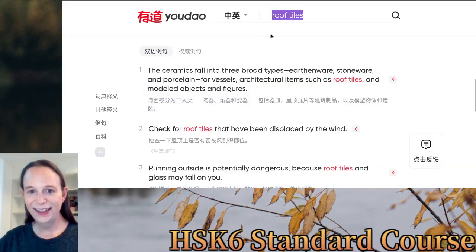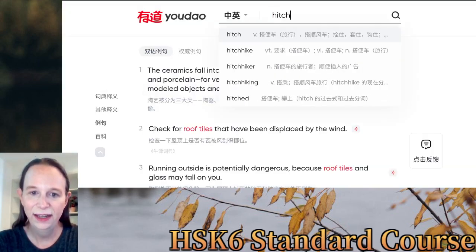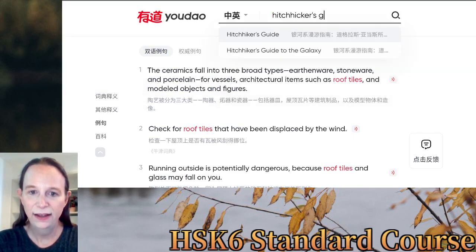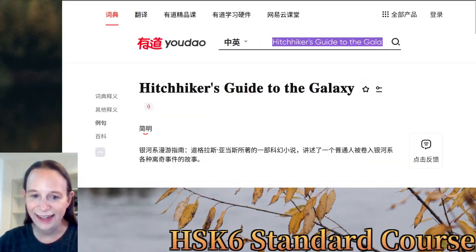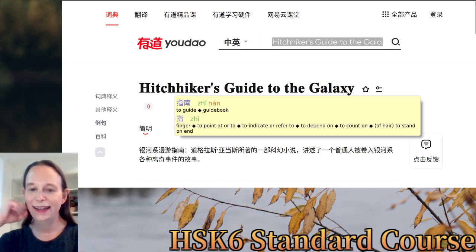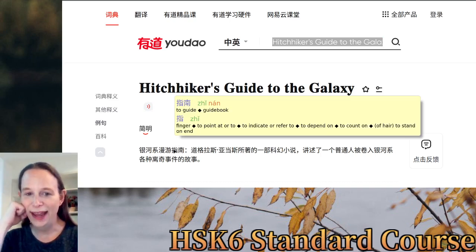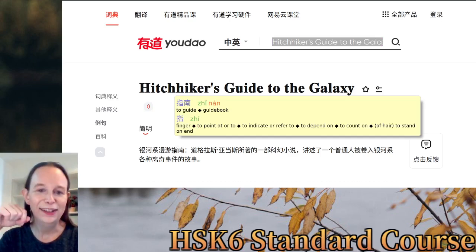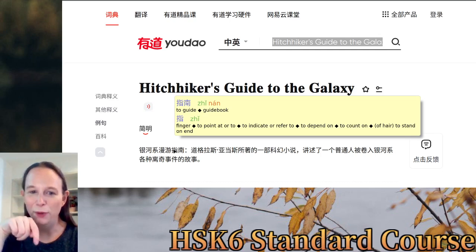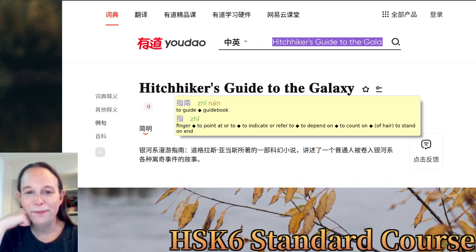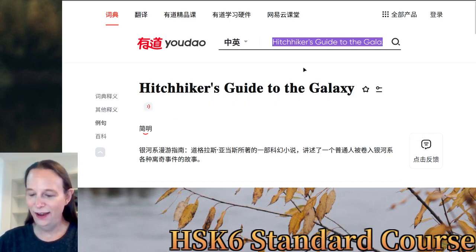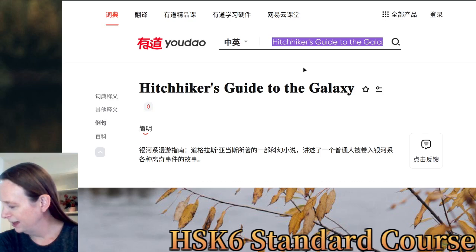What is Hitchhiker's Guide to the Galaxy in Chinese? Oh, that's 指南. No, it's not the same. 指南, also guidebook. You know 指南针 is the compass, right? So 指南, literally meaning point south. Guidebook. Okay, so what are we looking at?